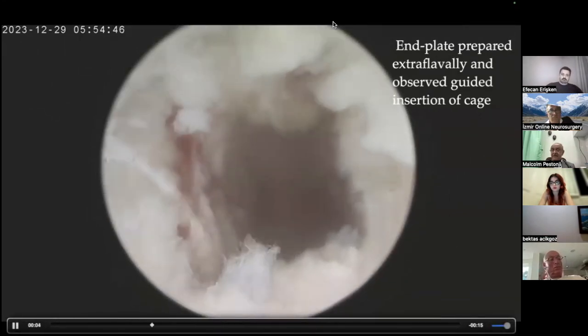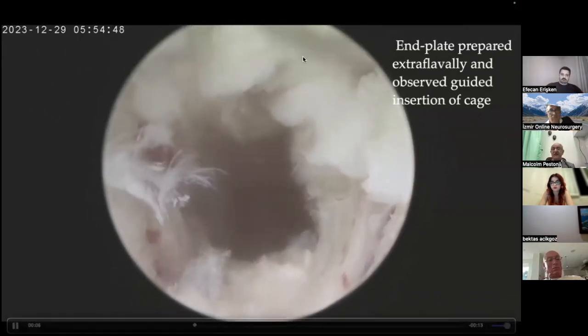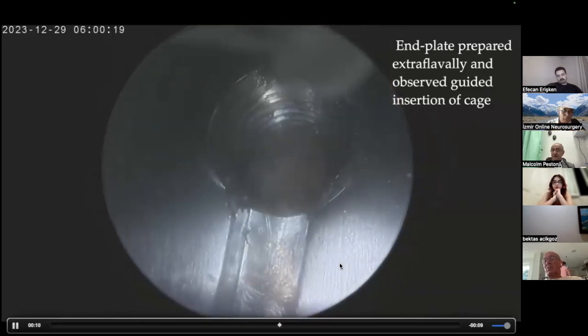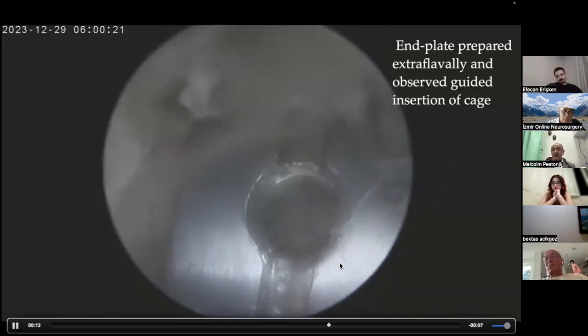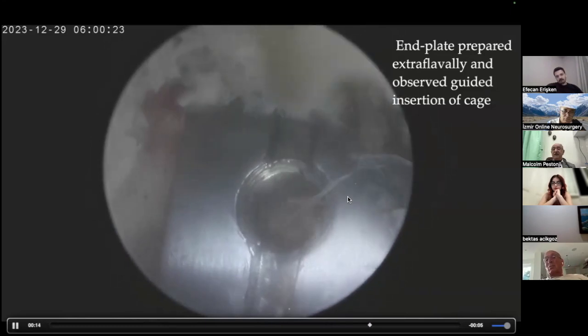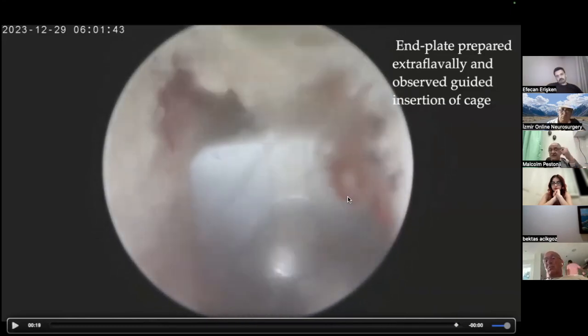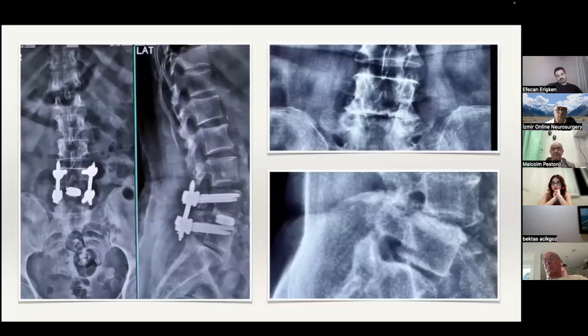Flavum intact. I shut off the water to show you the bleeding that is coming from the surface of the end plates that have been curated. The cage has been put in, the graft has been put in, and like the previous video, subsequent to all that, the flavectomy and then the fixation.